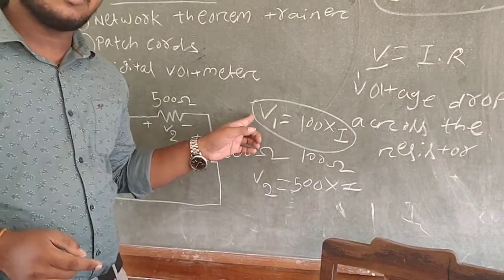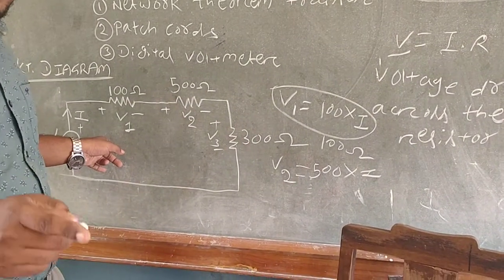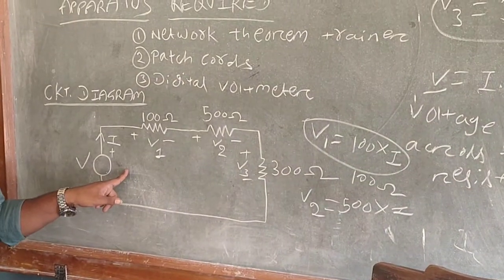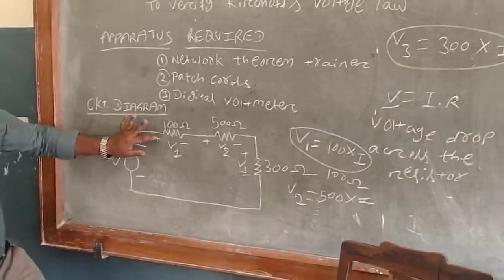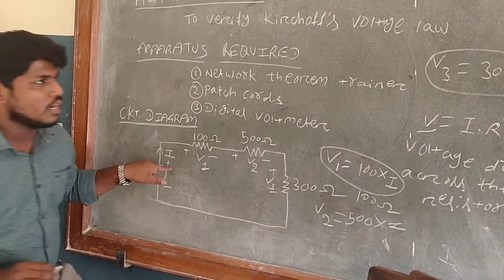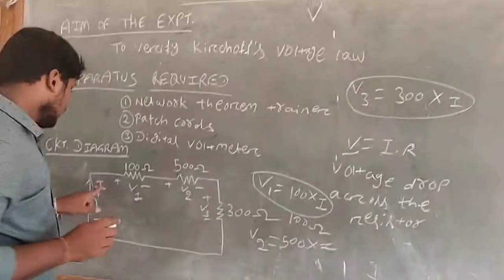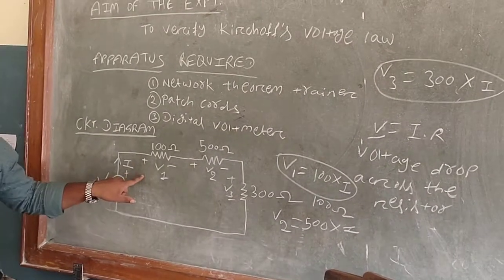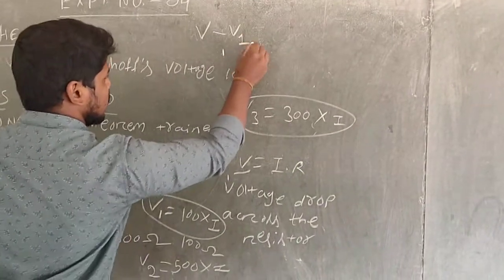In this experiment we will verify that according to the KVL, the law is saying the sum of voltage sources and the voltage drops is equal to 0. If we write the KVL equation, suppose we go in this direction. Going from negative to positive is called a rise in potential. Rise in potential we take as positive, so it will be V. Then for the 100 ohm resistor, we are going from positive to negative, so it is a fall in potential, that's why the sign will be negative, minus V1.